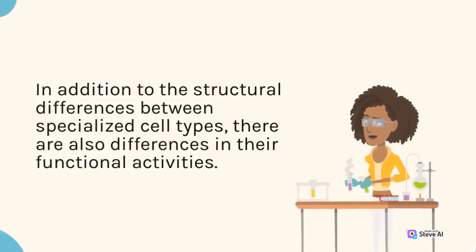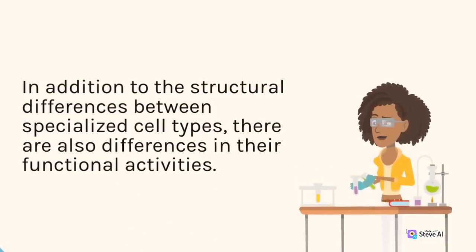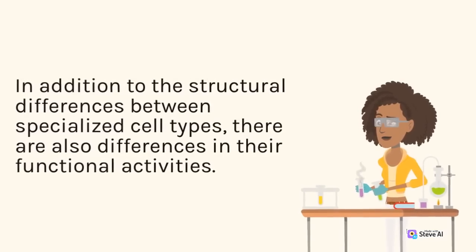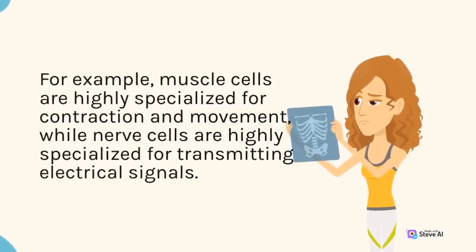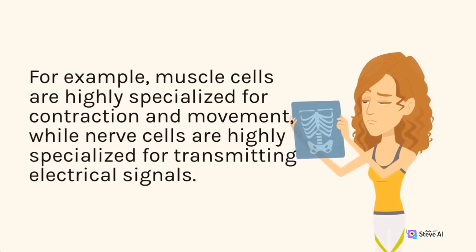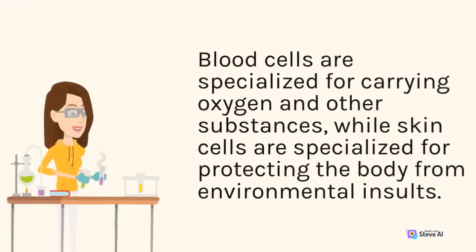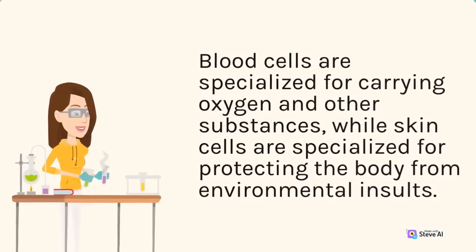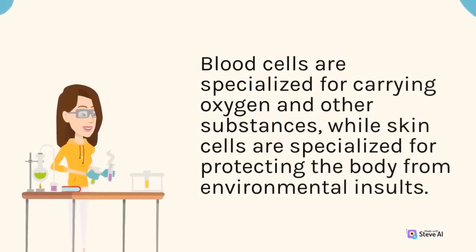In addition to the structural differences between specialized cell types, there are also differences in their functional activities. For example, muscle cells are highly specialized for contraction and movement, while nerve cells are highly specialized for transmitting electrical signals. Blood cells are specialized for carrying oxygen and other substances, while skin cells are specialized for protecting the body from environmental insults.